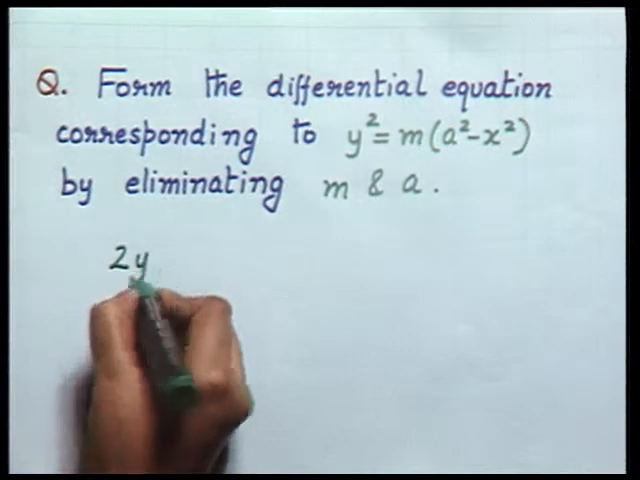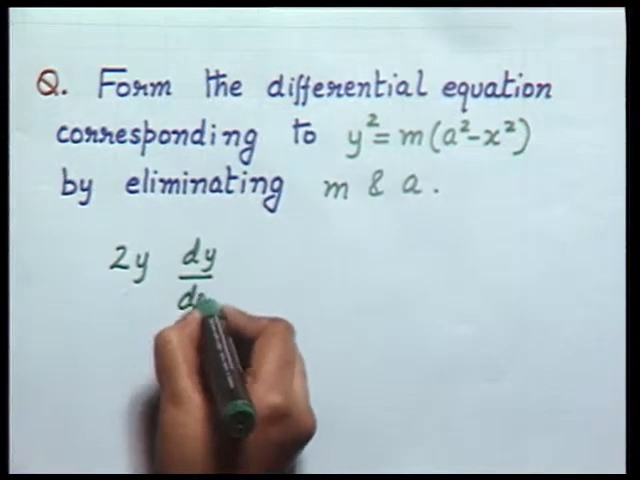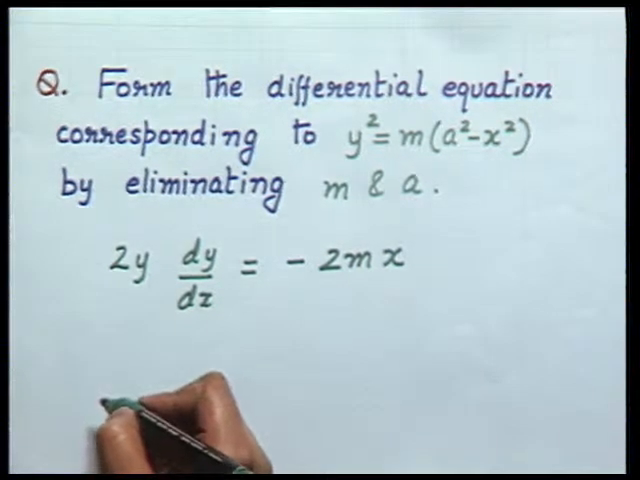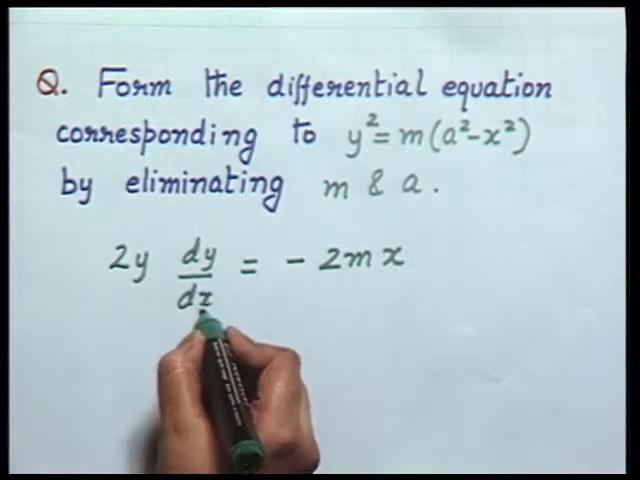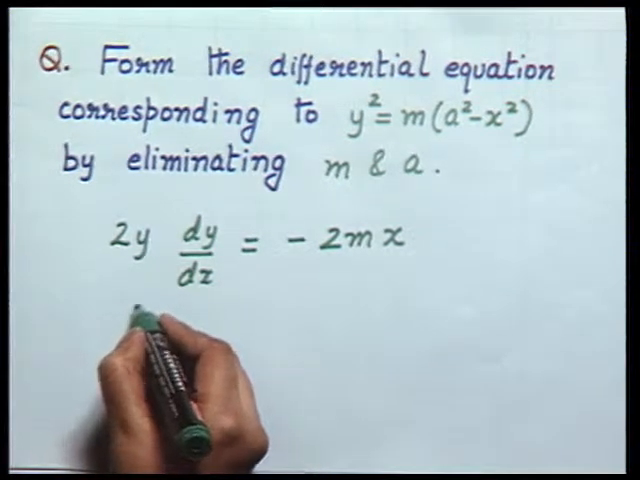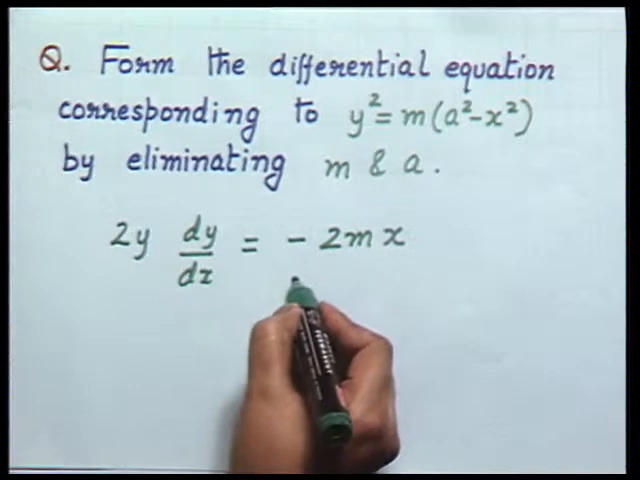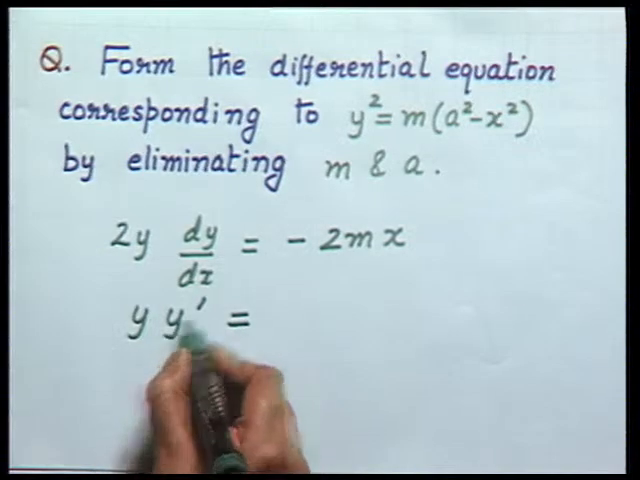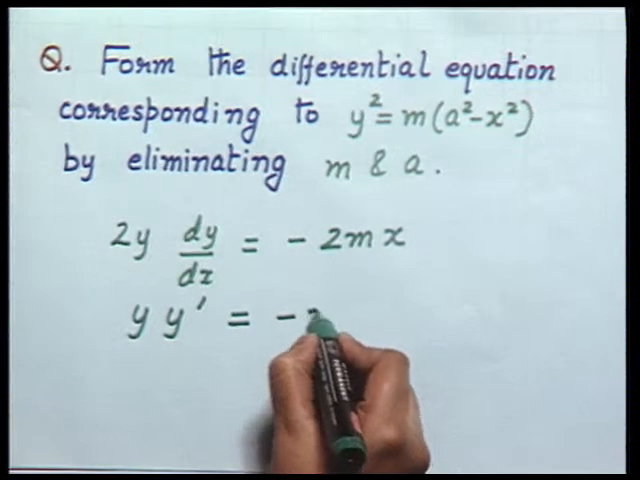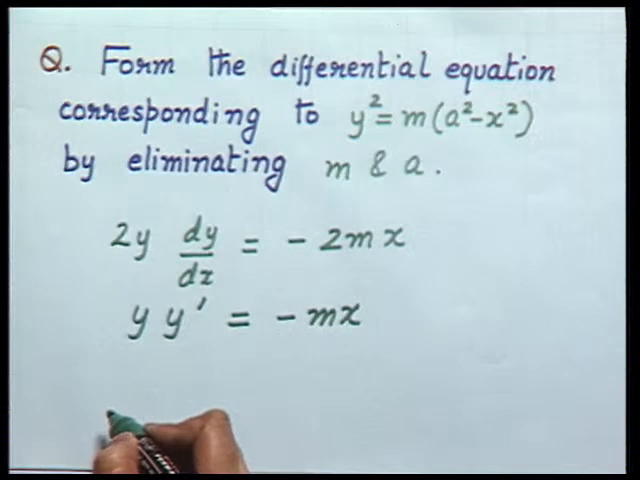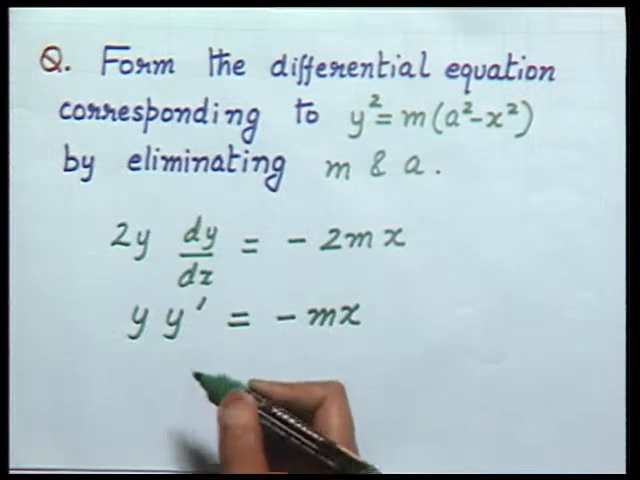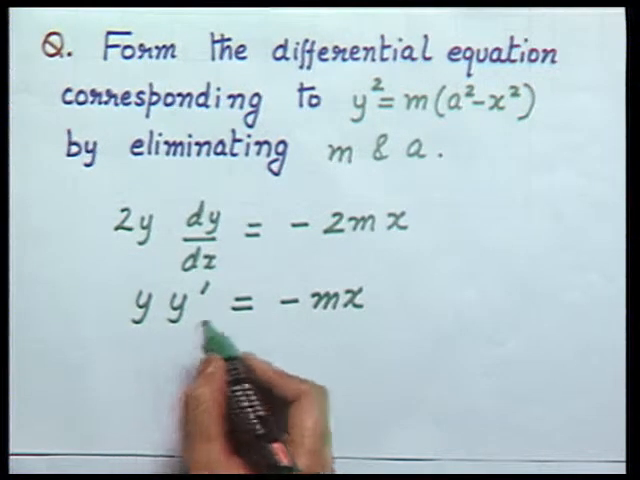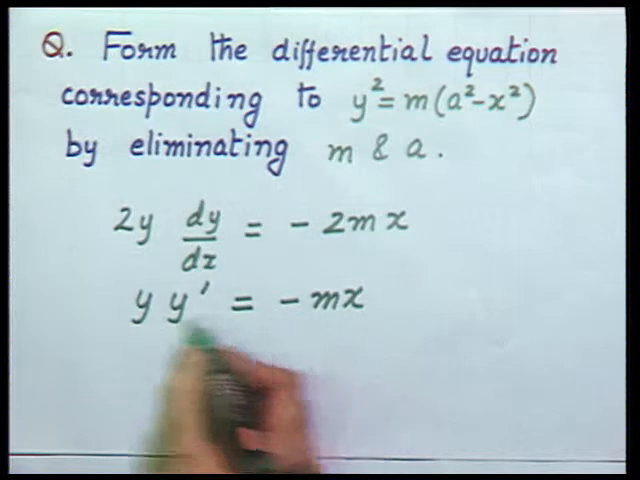Taking the first derivative, you have 2y dy by dx is equal to minus 2mx. And then, for convenience sake, I am going to rewrite this, not only cancelling that 2, but also bringing in the notation of the first derivative written as y dash, equal to minus mx. If you want, you can always go back to dy by dx, but it will save time to write it as y dash or y double dash. You can also use y1, y2.